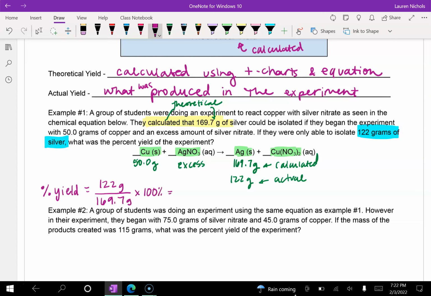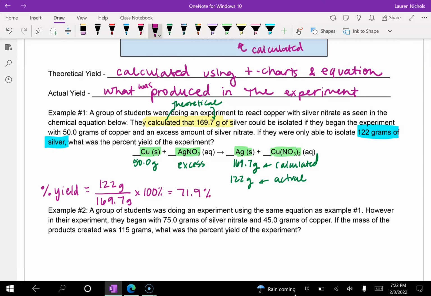And when we do this in our calculator, remember 122 needs to go in the calculator first. And then you should get 71.9%.